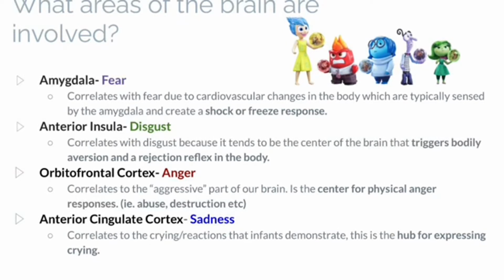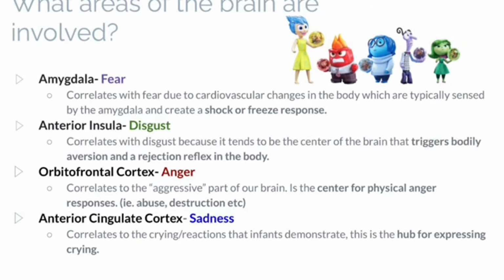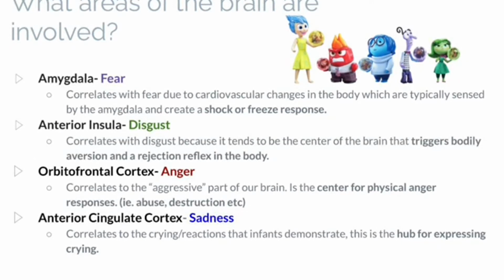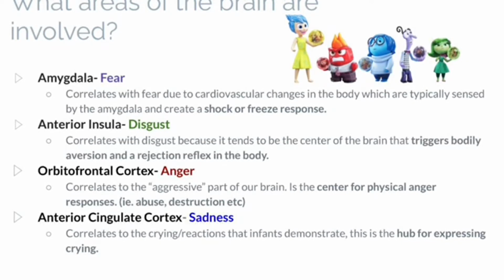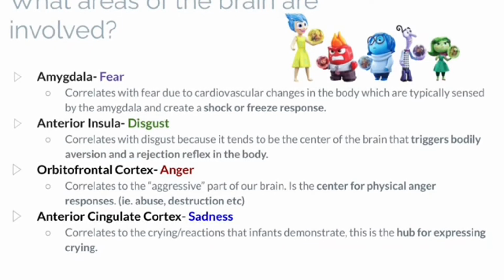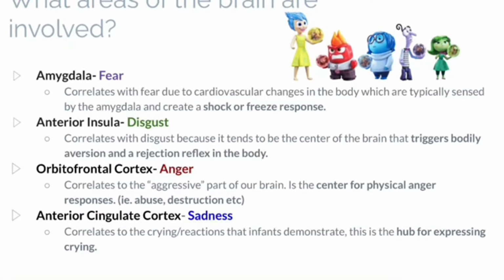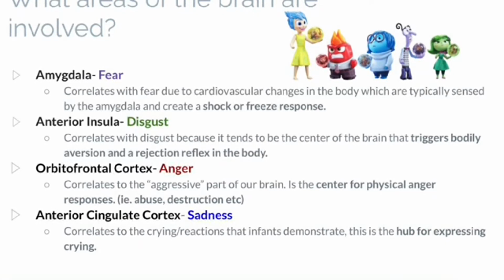And moving to the orbital frontal cortex, this is what correlates with anger. This is mainly due to the aggressive part of our brain and is the center of physical anger responses such as abuse or destruction. And the chemicals that are associated with anger are epinephrine, also known as adrenaline.